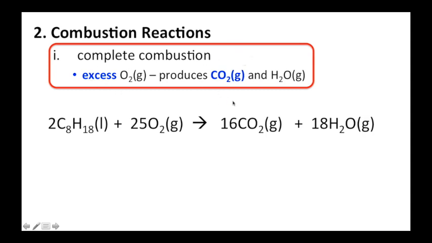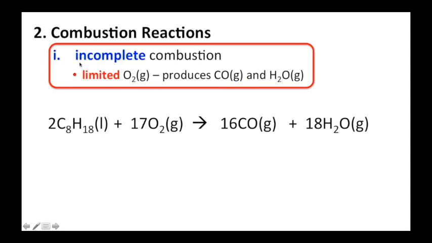Now what if we have less oxygen? What if we have what's called incomplete combustion because we have a limited oxygen supply? Well, as you can see here, this produces carbon monoxide, not carbon dioxide. I didn't have 25 oxygens, I only had 17, and that changed the formation of my product. It's now carbon monoxide, this poisonous gas, instead of carbon dioxide.